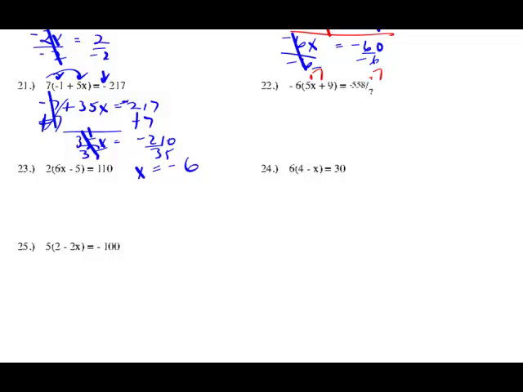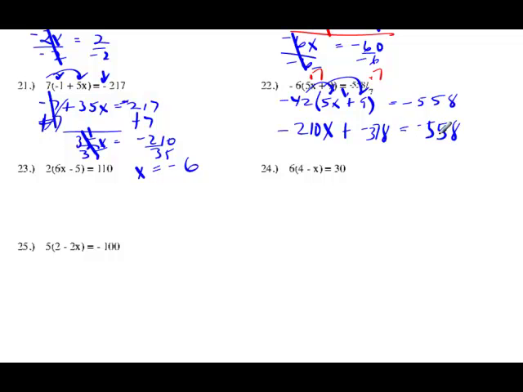So now I have 7 times negative 6 is negative 42, and then the inside stays the same. Now on this side, 7 divided by 7 is 1, and 1 times that negative 558 is negative 558. So the fraction's gone. So that's a little tougher one. Okay, now you can do your distributive property. So negative 42 times 5 is negative 210x. Negative 42 times 9 is negative 378. That equals negative 558. Okay, so our steps didn't change. Our numbers are just rotten.